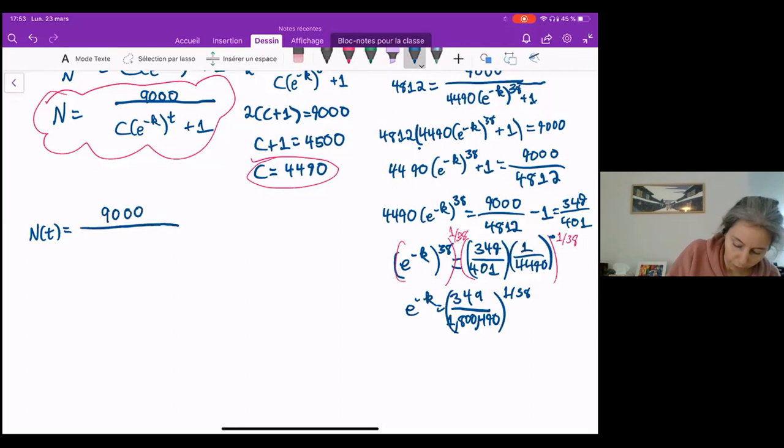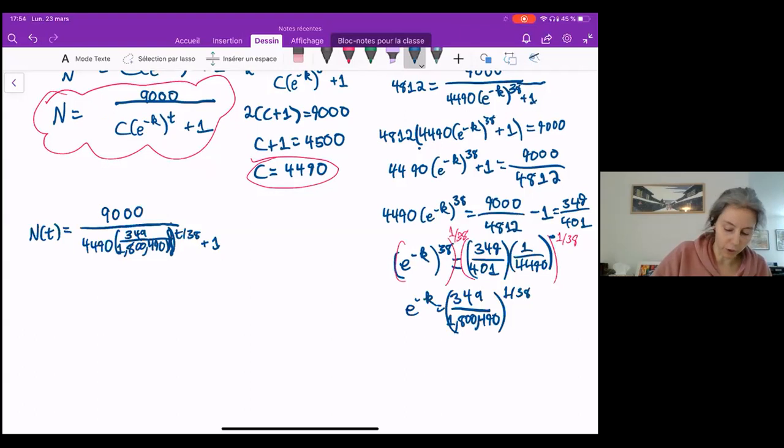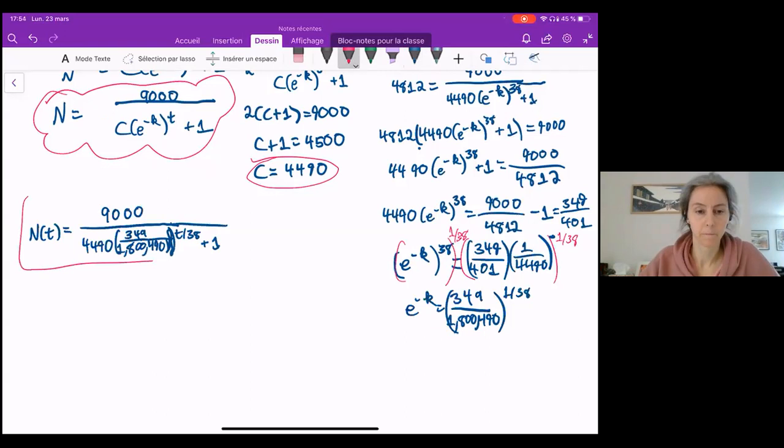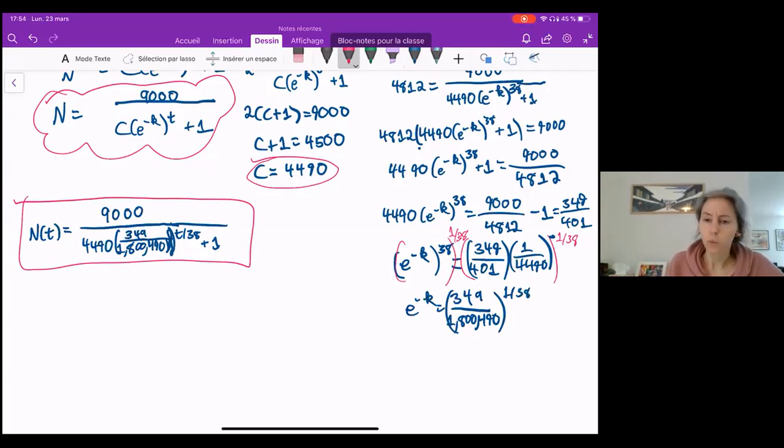all over 4,490 times 349 over 1,800,490 to the t over 38, plus 1. This is the equation that represents the number of people infected at a given time. Now, we want to use this to figure out how many people we think would be infected on March 16th. That said, let's start by graphing this thing.